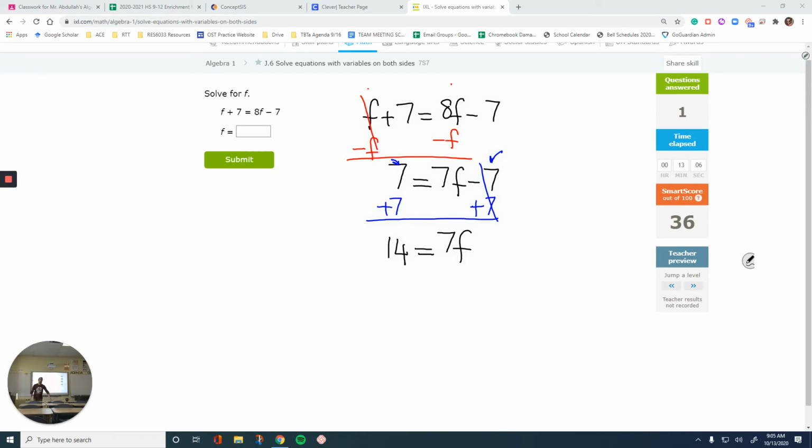I'm trying to get the variable by itself. My variable is 7f. I want to get rid of that 7 times. I need to do the opposite of 7 times, which means divided by 7. So f is on the right side. 14 over 7 equals 2.